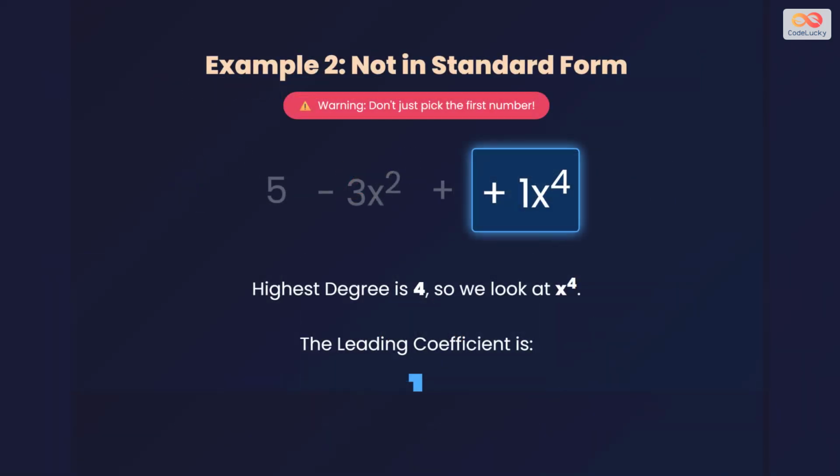Be careful, sometimes polynomials are not written in order. In this example, the highest power is actually 4, which is at the end. That means x to the fourth is the leading term. Since there is no number written in front of it, the leading coefficient is an invisible one.